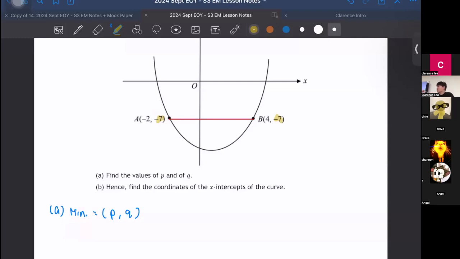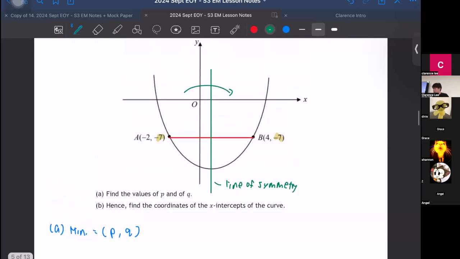So if you have a horizontal line like this, it means that your line of symmetry will be equidistant from these 2 points A and B over here. So somewhere around here, this will be my line of symmetry. So that when you flip your left side over, you will be at the same exact point at y equals 7. And we also know that the line of symmetry passes through your turning point. So from here, finding the line of symmetry is like finding the what? The average of my 2 x values, which are -2 and 4.